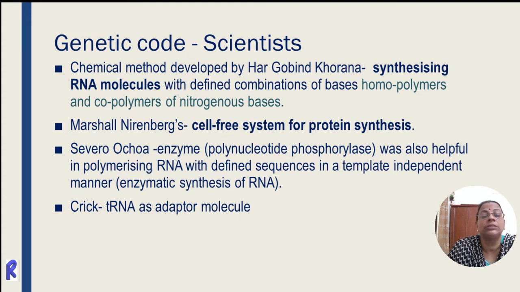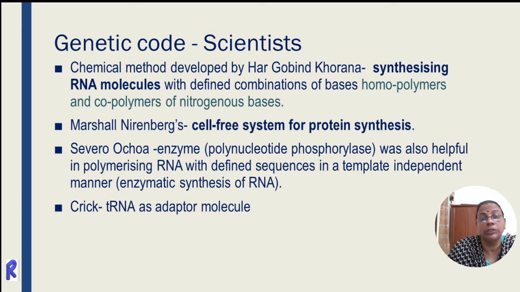The main scientist involved in the deciphering of genetic code, the first and foremost one, is Hargobind Khorana. He is of Indian origin, and he invented a mechanism of synthesizing RNA molecules in defined combinations of bases with the help of homopolymers as well as copolymers of nitrogenous bases. So he developed a technique of artificially synthesizing an RNA, or in vitro synthesizing, we can say. In vitro synthesizing means the making of an RNA molecule outside the body, artificially. So first he used homopolymers, say for example, U.